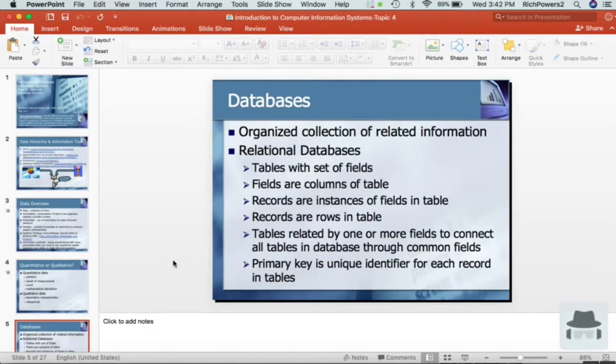We talk in terms of a database. The formal definition of a database is an organized collection of related information. What we think of as most modern databases is what we call a relational database. A relational database is represented as a set of tables which has a set of fields in them. The fields are represented as columns of data, and the records are the rows within the table.